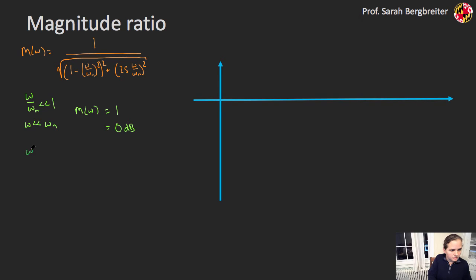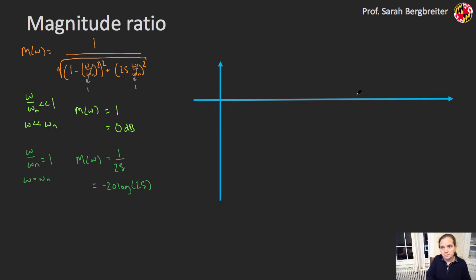My second case would be when omega over omega n equals 1, or when omega equals omega n. And in this case, this term goes to 1, this term goes to 1, right? So this subtracts from this one right here, so this term is 0. So I just end up with 1 over the square root of 2 zeta squared. So it'll be 1 over the square root of 2 zeta squared, or 1 over 2 zeta. Or in dB, this would be minus 20 log of 2 zeta. So you can see how the damping ratio is going to influence the Bode plot of the second order system as well.